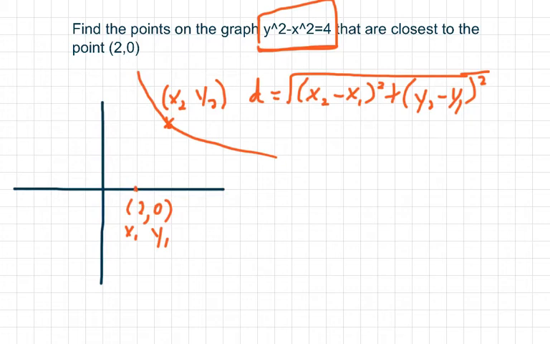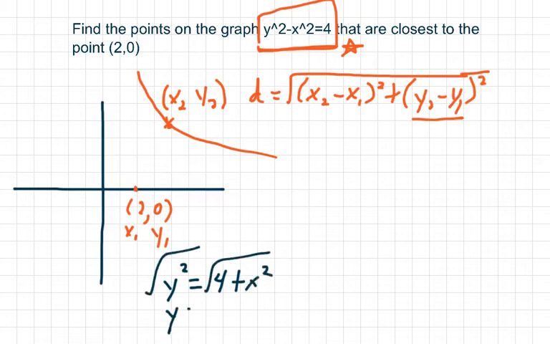Now the problem is we got to substitute all those values into our equation. So I've got to somehow eliminate the y's right here using the equation in the question. So I think the first thing I'm going to do is I'm going to isolate y squared. So I'm going to have y squared equals 4 plus x squared. Of course, we'll square root that, so we get y equals square root 4 plus x squared.